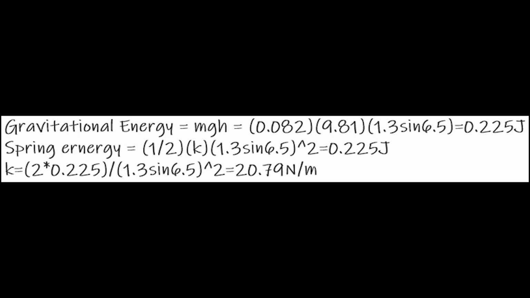The second part is finding the spring constant. For this, use the energy equation of a spring: 1/2 times the spring constant times the distance squared. Plug in 1.3 sine of 6.5 for the distance and set the energy of the spring equal to 0.225 and solve for K. You get 20.79 newtons per meter.